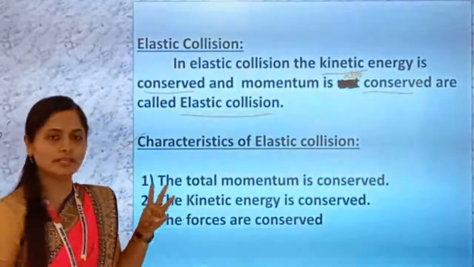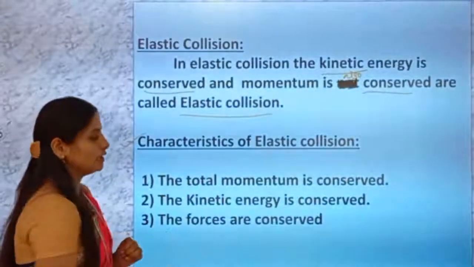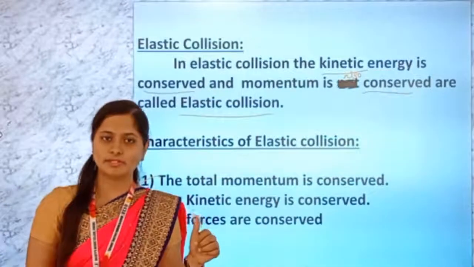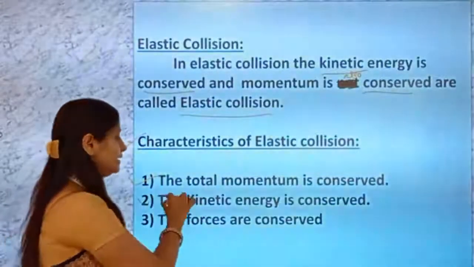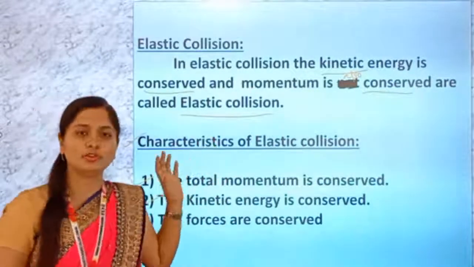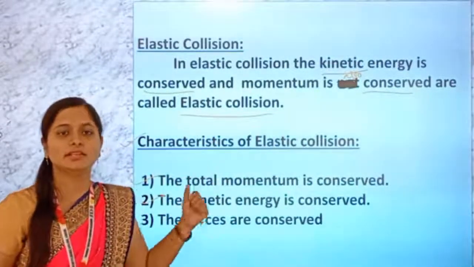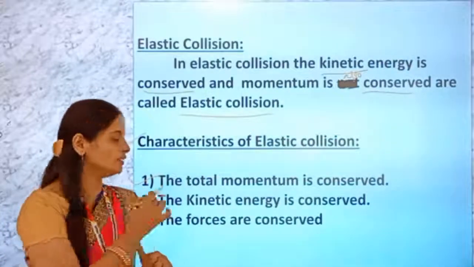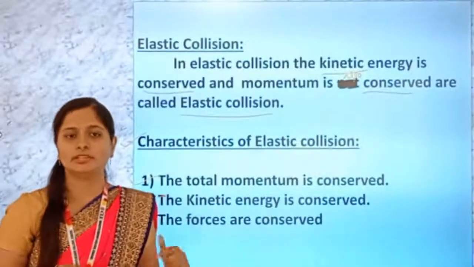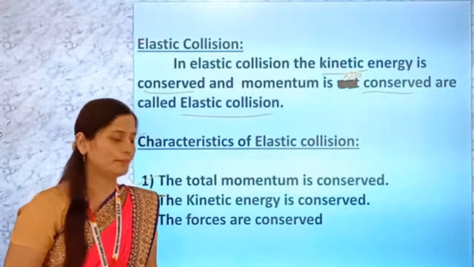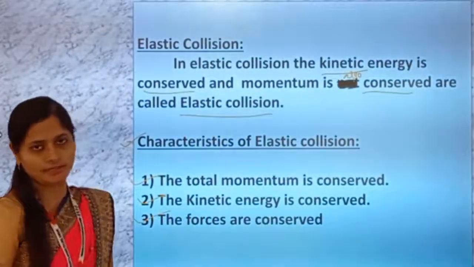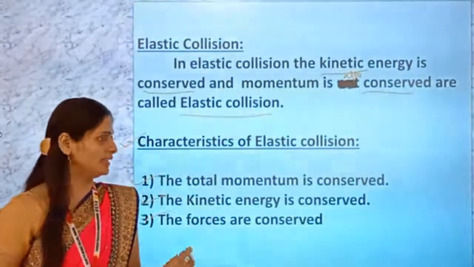There are three characteristics. First, the total momentum is conserved. Second, the kinetic energy is conserved. So here both are conserved, and we have to write these as the characteristics. Momentum is conserved, that is our first property. The kinetic energy is conserved, that is our second characteristic. Next, the forces are conserved. This is our third characteristic. You can also call them properties.